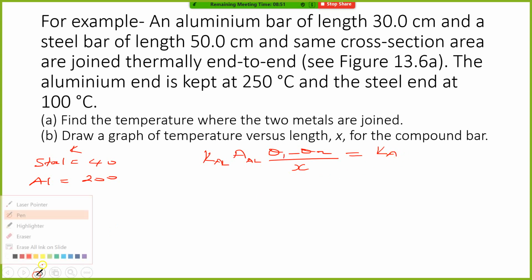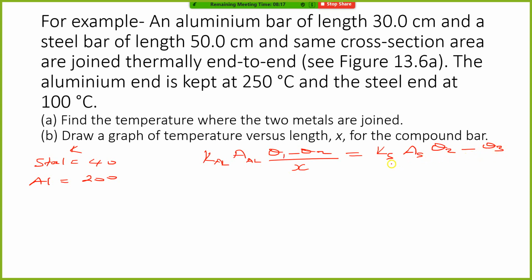So K steel, the thermal conductivity for steel, times the area for steel times, by the way, theta 2 is what we're trying to find, so that is now going to become my initial temperature here. So you'll put theta 2 right here minus theta 3. We can write it like that.